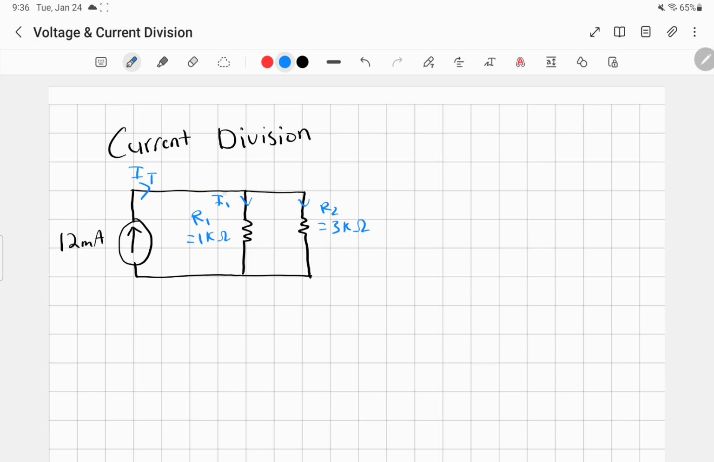I1, I'm going to draw this in a different color. My bad, I realize it's conflicting with the blue for the resistor values. So IT, and then we're going to have I1 and I2, okay? From Kirchhoff's current law, we know that the current going into a junction is equal to the current going out of a junction. Okay, so if you guys remember Kirchhoff's current law, then this is the expression that we have: IT equals I1 plus I2.